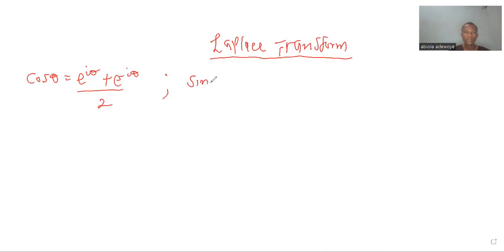Also, you make mention of sine theta, which is equivalent to exponential i theta minus exponential minus i theta, over 2i. So we are going to make use of this identity. Now, the first question we are going to be solving is how to find the Laplace transform of cos theta.